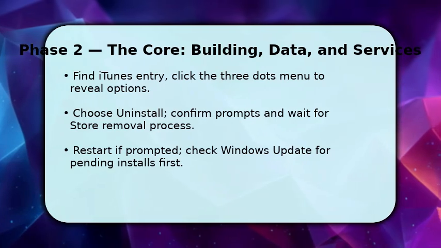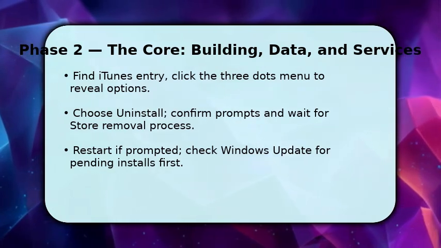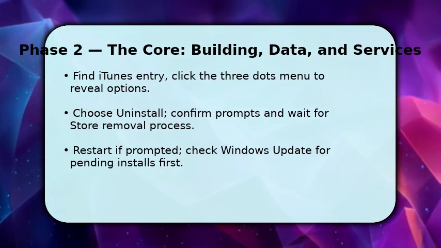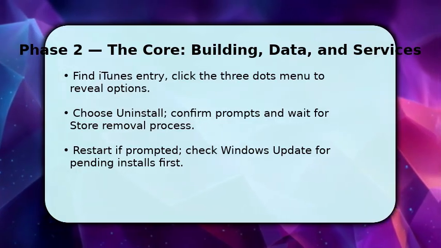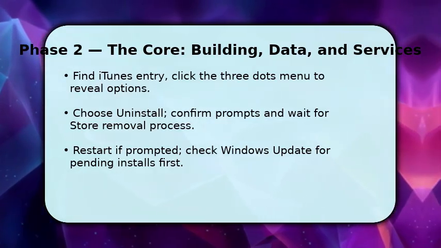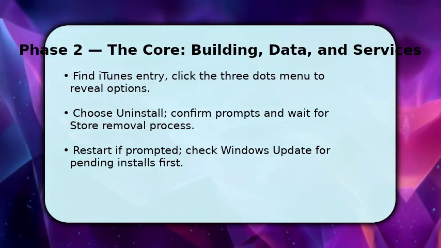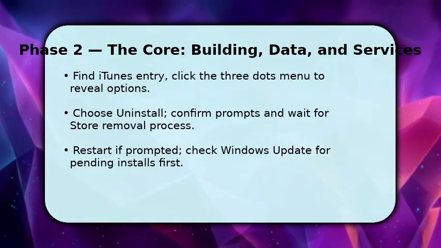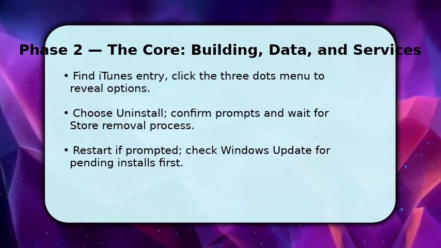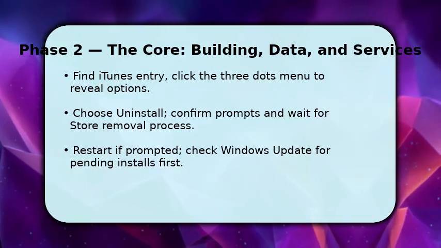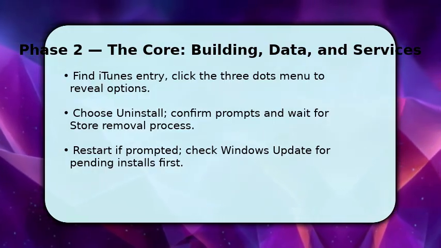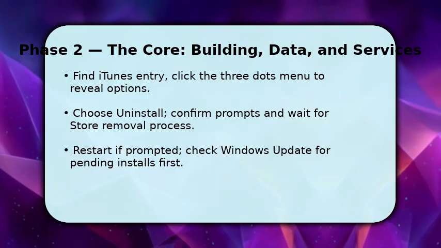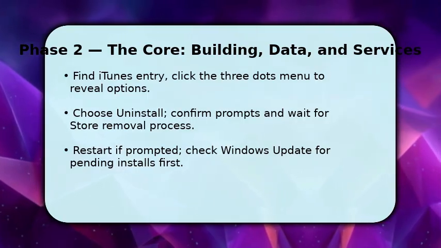You now perform the uninstall. Find iTunes and click the three dots to open options. Choose Uninstall and confirm any system prompts. The Microsoft Store mechanism will remove the app and its store-managed files. While it runs, make sure there are no pending Windows updates because those can block installer tasks. Pause or finish updates first if needed. If a progress dialog appears, wait until it completes.